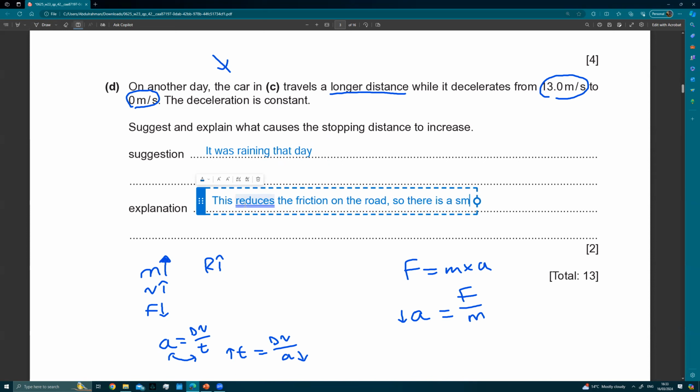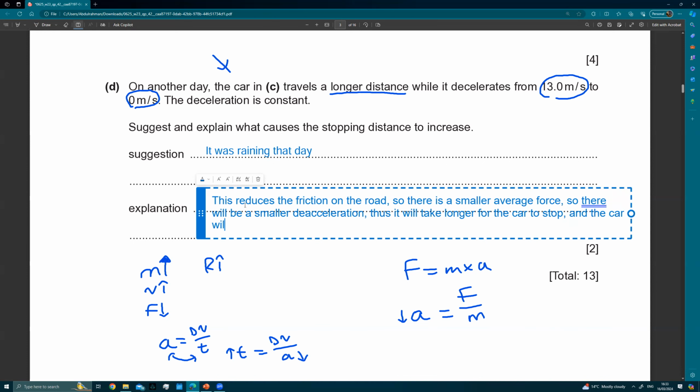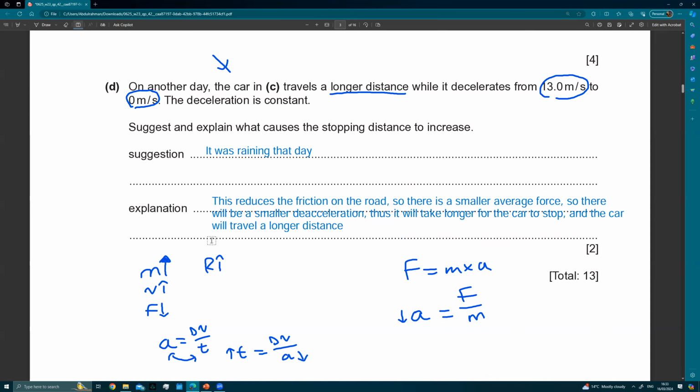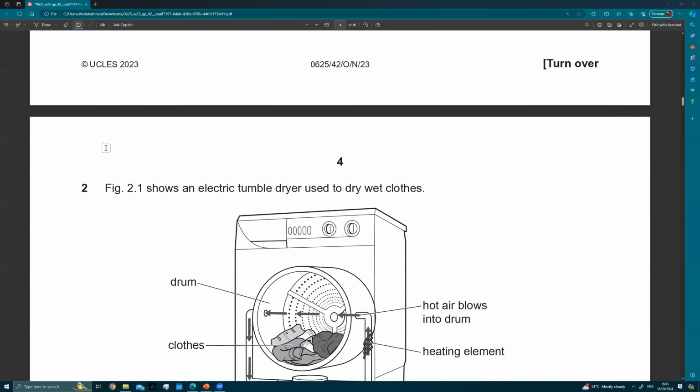So there is a smaller average force. So there will be a smaller deceleration. Thus, it will take longer for the car to stop, and the car will travel a longer distance. Now, I obviously answered that as if it was a 4-mark question, and I added too much detail. But the main thing to say is there will be a smaller acceleration, so it'll take longer for the car to stop. All right, let's carry on.